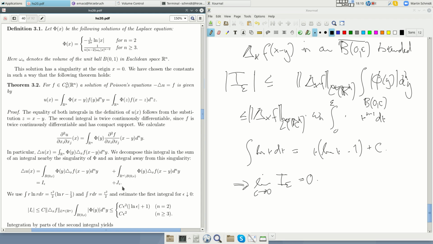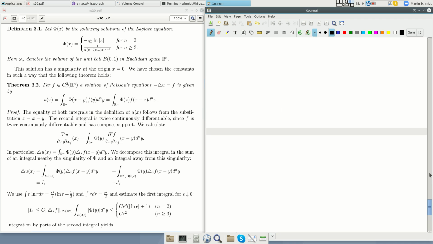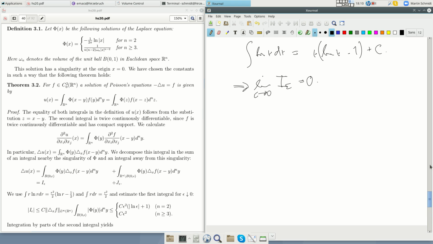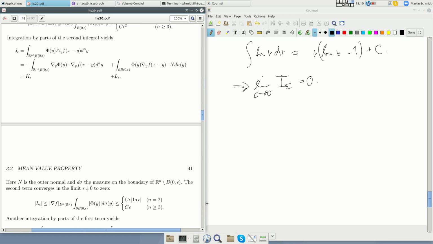Now comes the next term. Now we only have to take into account J epsilon. So in the limit we have this, and now we come to J epsilon. And for J epsilon, now we use the divergence theorem.